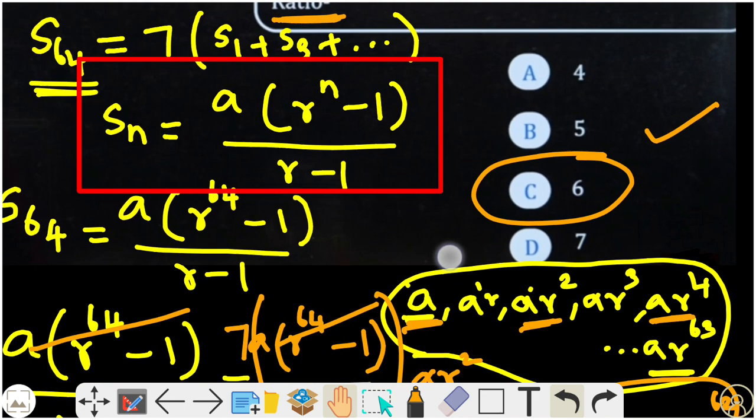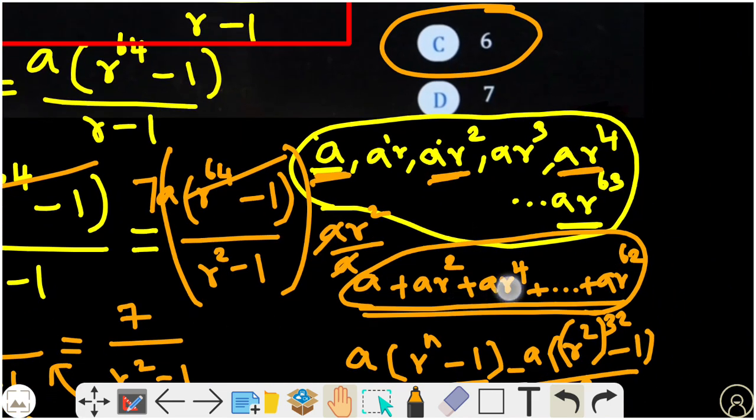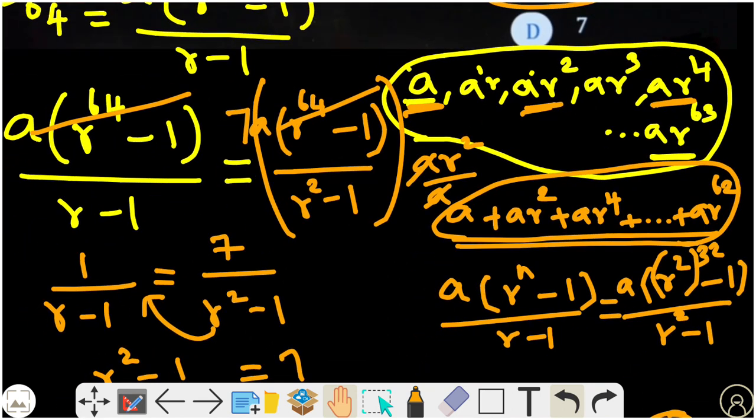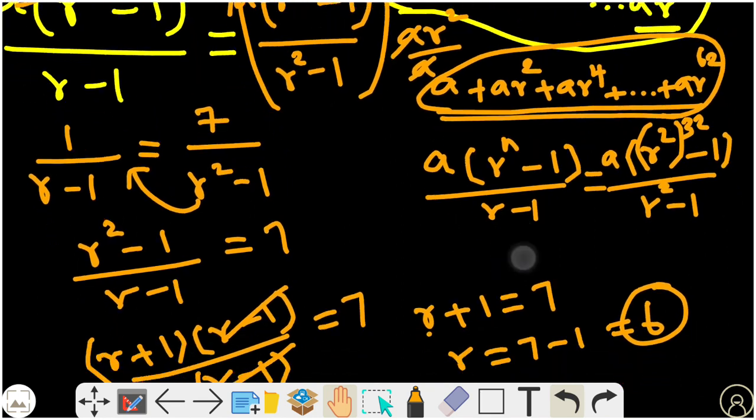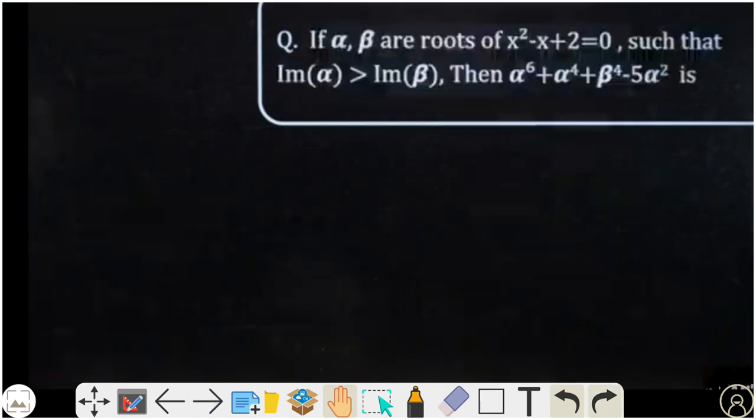S64, with n replaced by 64, and r terms: 7 times r terms. We have to calculate the sum of r terms, and then multiply by 7, and then with normal simplification, you will get 6 as the correct answer. Next, look at the second question.